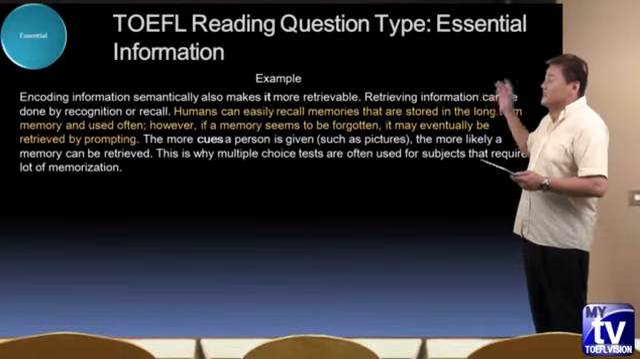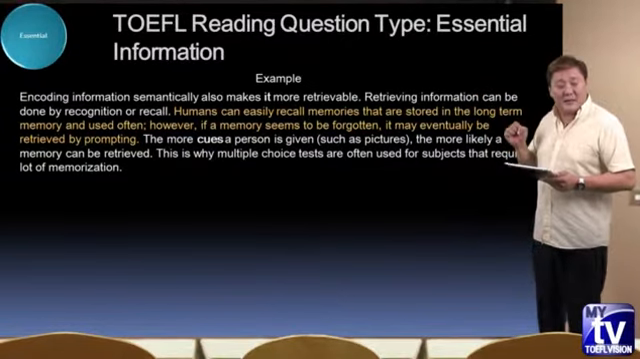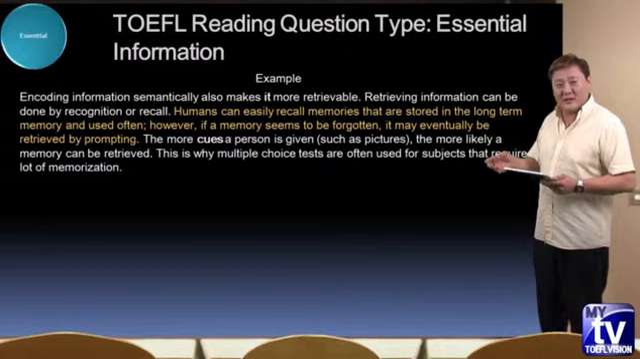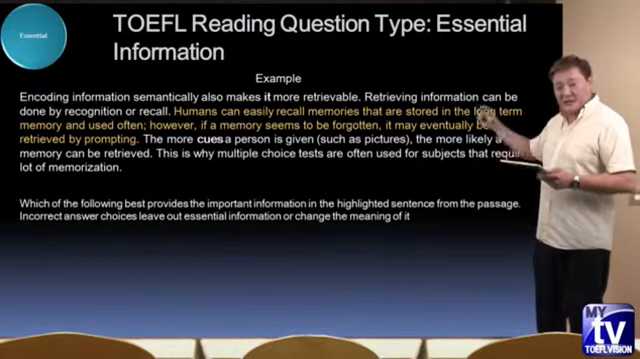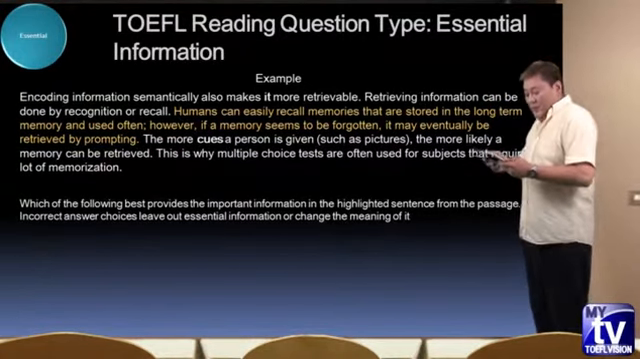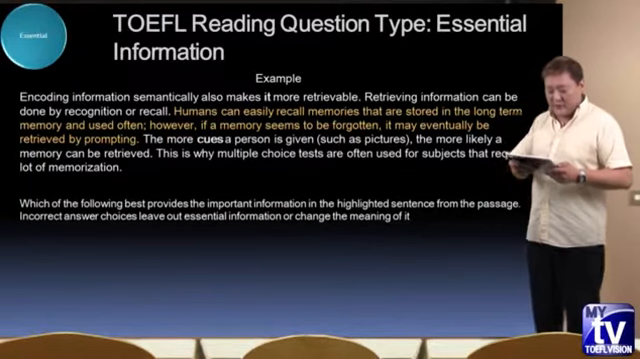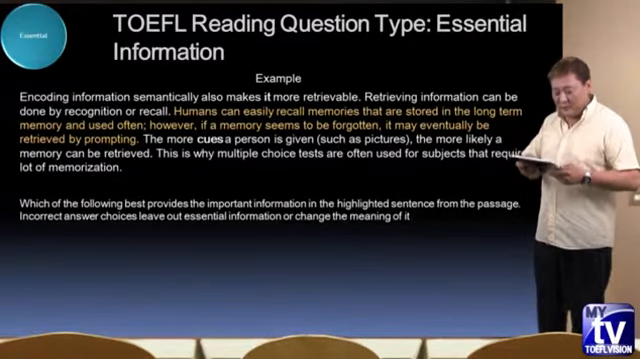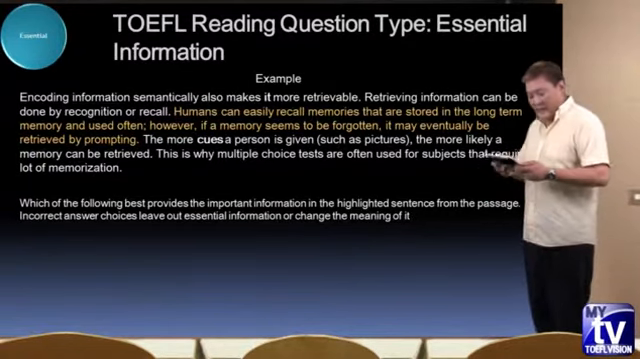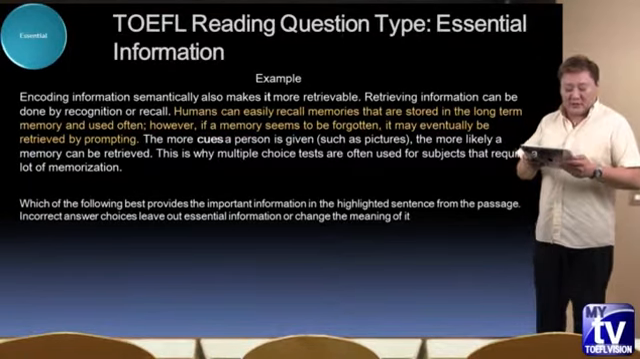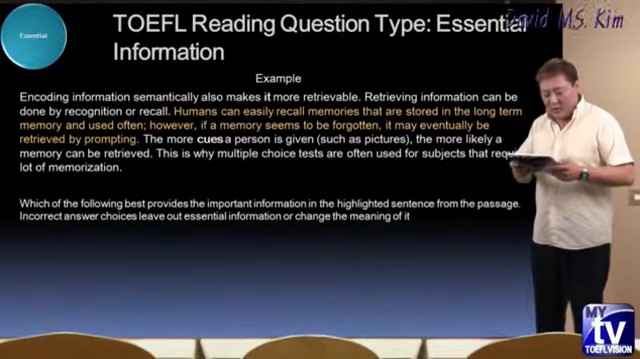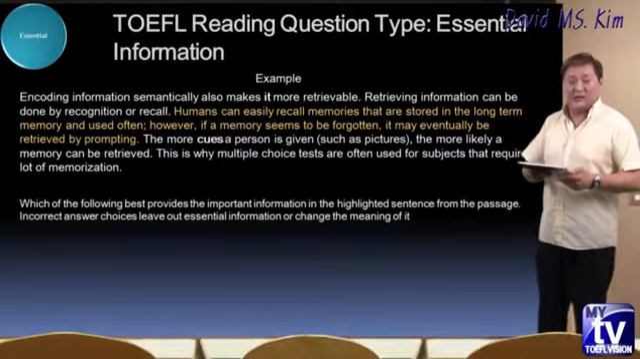Okay, now they read this. Aren't they talking about the type of maybe ETS questions? Well, perhaps. The question actually goes like this way: which of the following best provides the important information in the highlighted sentences from the passage? Incorrect answer choices leave out essential information or change the meaning of it.